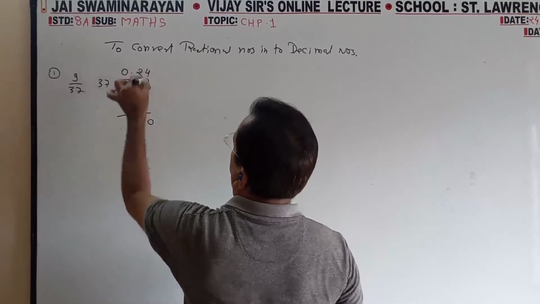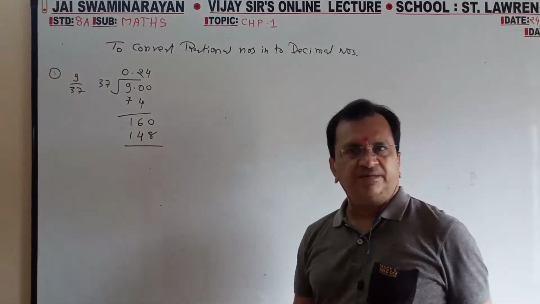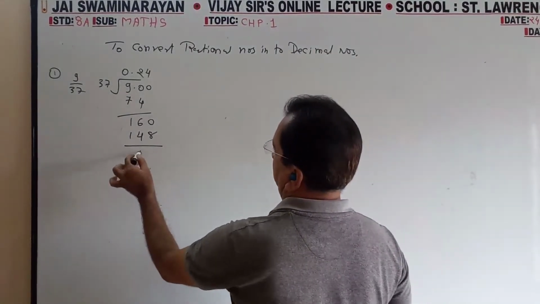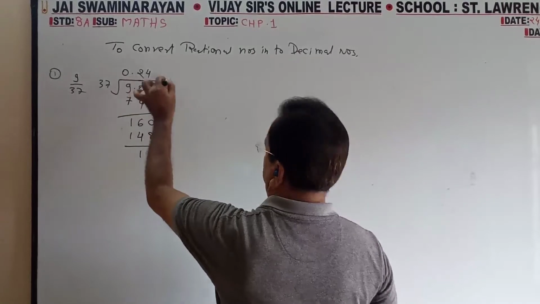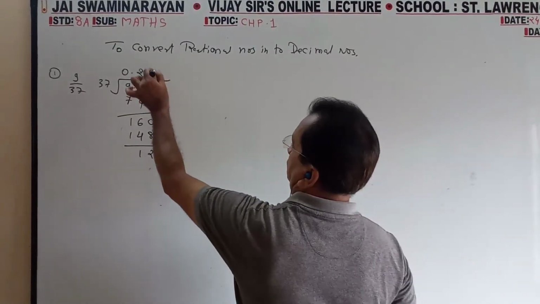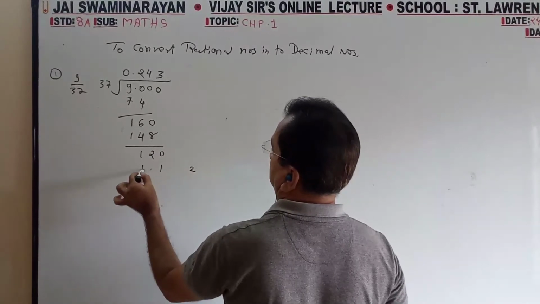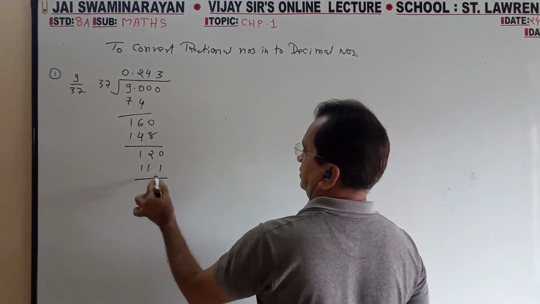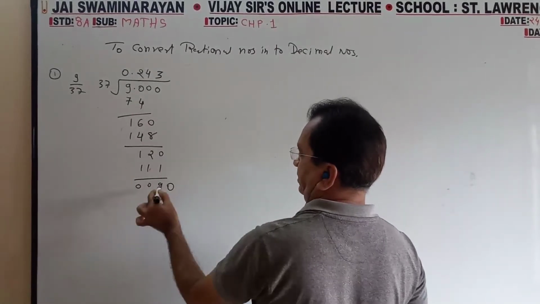Now 37 fours are 148. Now you will get 12. Now again 0, again 0. Now 37 threes are 111. So the remainder is 9. So again it is coming 90.